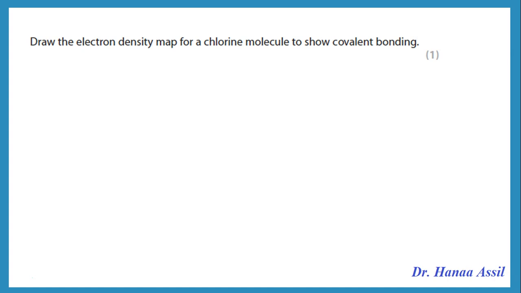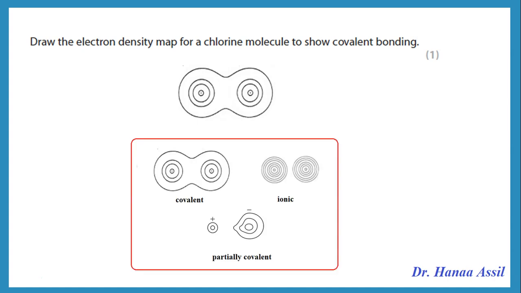Draw the electron density map for a chlorine molecule to show covalent bonding. How do we draw electron density maps again? We said chlorine molecule means chlorine with chlorine, and that's a pure covalent bond. So this is how you draw the electron density for a covalent bond. Remember, covalent, the contour lines overlap. Ionic, the contour lines do not overlap.